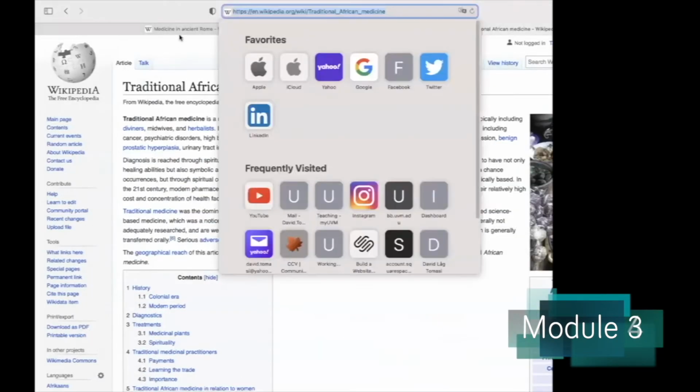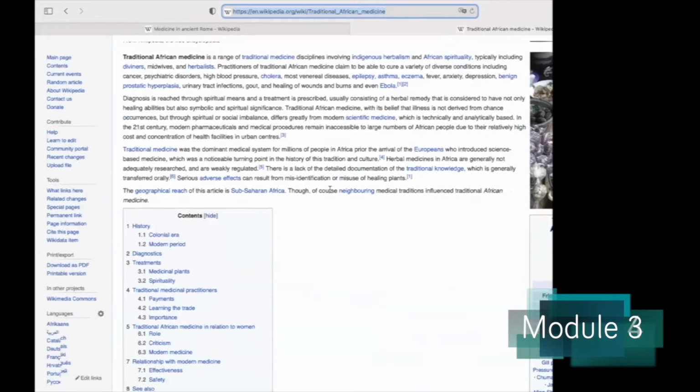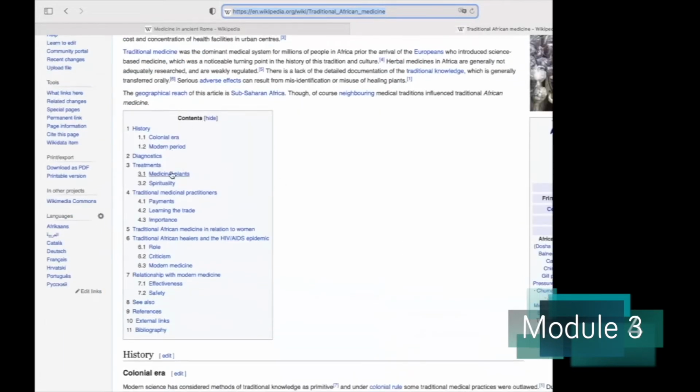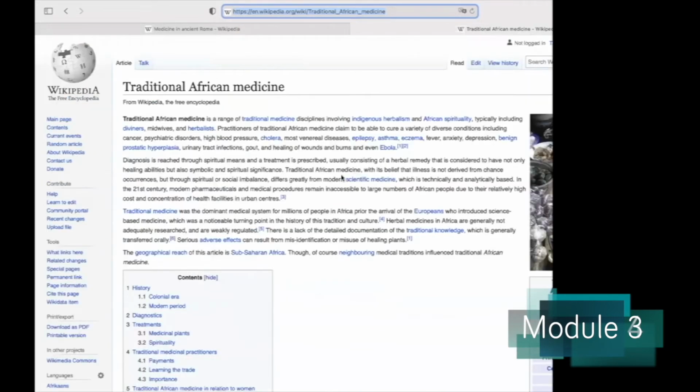What happens if you decide to go on traditional African medicine, okay? Now, the article itself, it's not bad. It gives you a general overview of all the history, the diagnostic treatments, traditional medical practices, et cetera, including criticism, all good. But immediately, this article, I hope you can all see the page. Can you let me know if you see the page? And if not, just type in traditional African medicine.